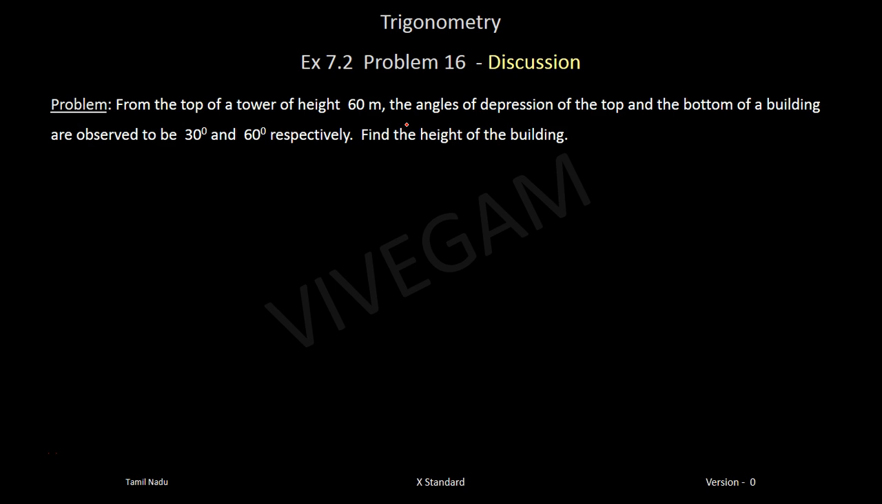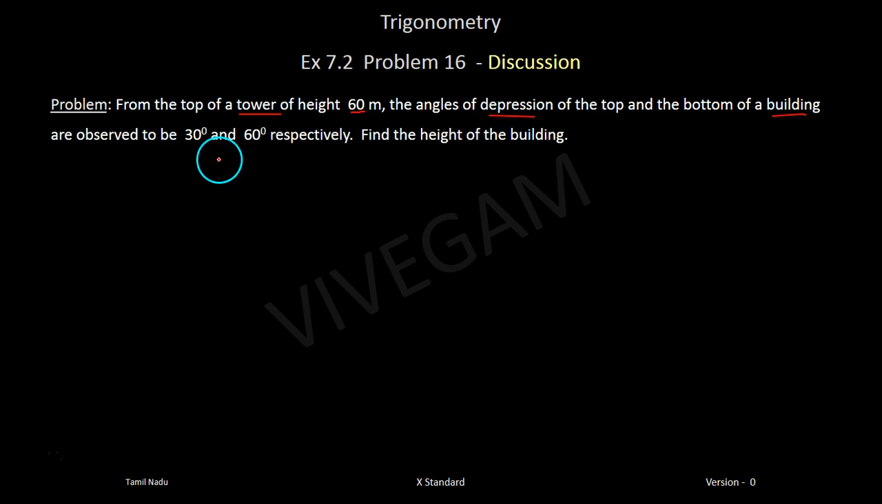Okay, it's an interesting problem. We have a tower and we have a building. From the top of the tower, which has a height of 60 meters, they are observing the top and the bottom of the building. Since this is an angle of depression, it means the building is shorter. The height of the building is less than the height of the tower because he has to look down, right? So that is one key point we need to note down.